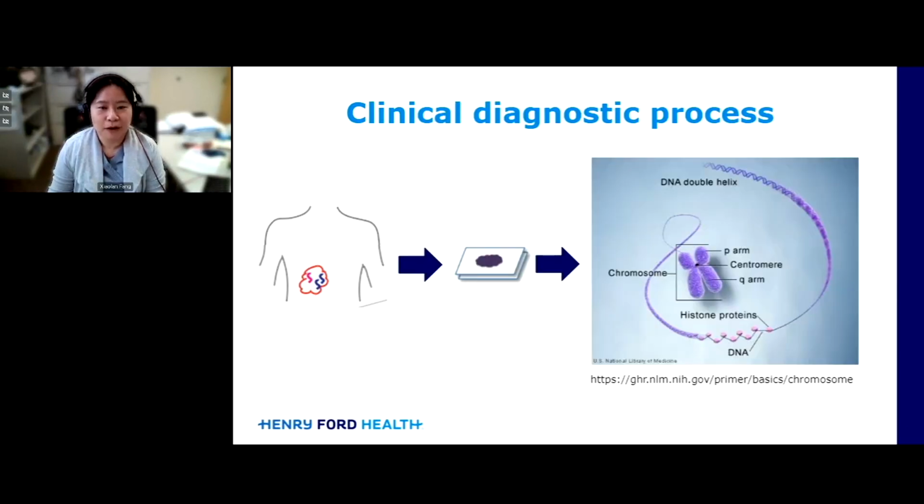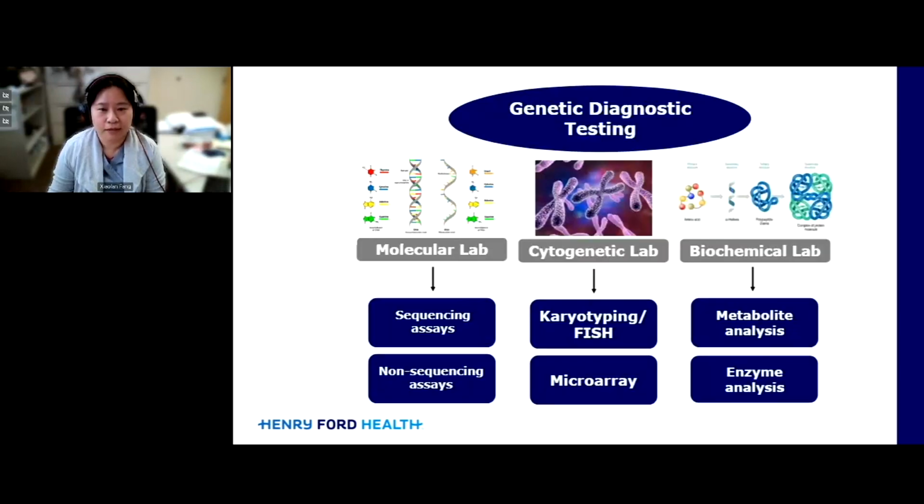So first of all, let's go through a quick, brief review of the clinical diagnostic process. Usually it starts with the sample collection and then the sample preparation. And the final step is sample analysis. And for the sample analysis using genetic testing, we usually cover those by the work done by three major labs: molecular lab, cytogenetic lab, and the biochem lab.